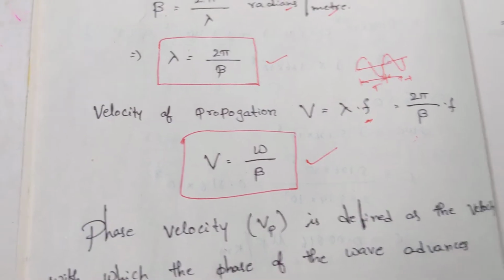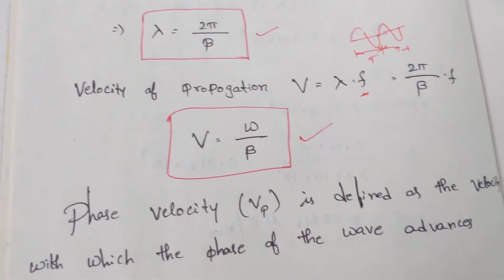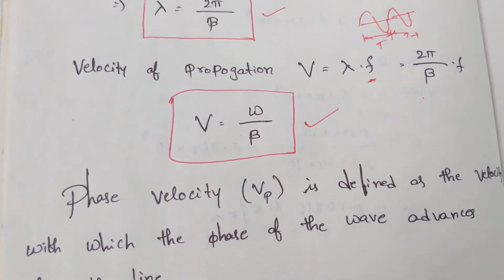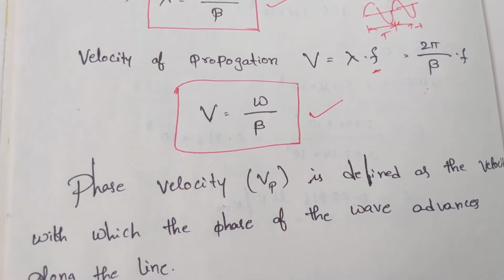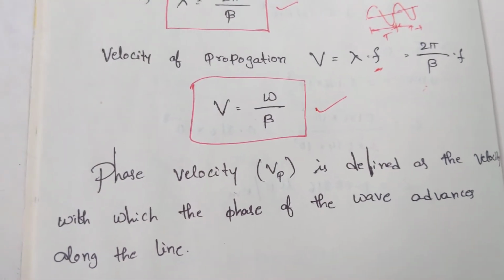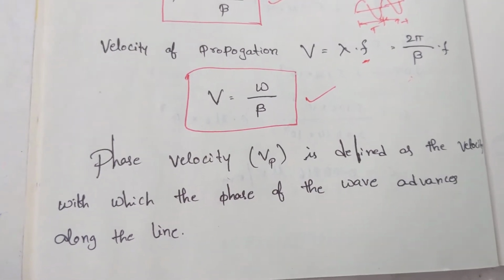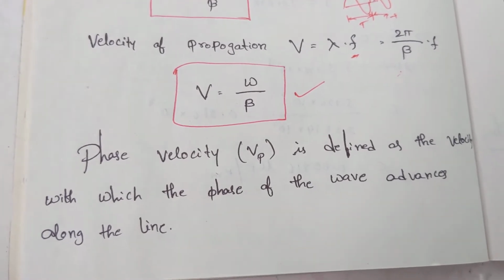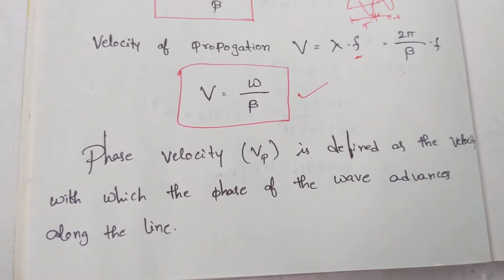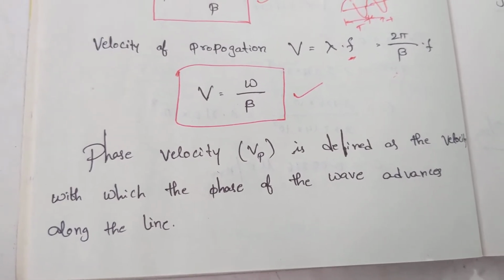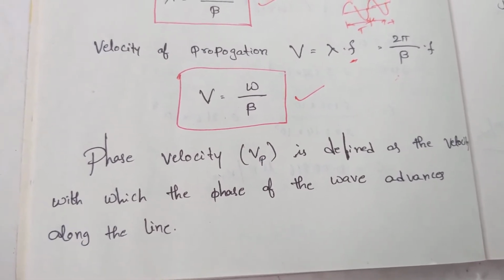Okay, well and good. So velocity of propagation we came to know. So velocity of propagation is nothing but omega by beta. Then what about your phase velocity and group velocity? So here the phase velocity is defined as the velocity with which the phase of the wave advances along the line. That means it is nothing but how much speed the wave is propagated along the line.